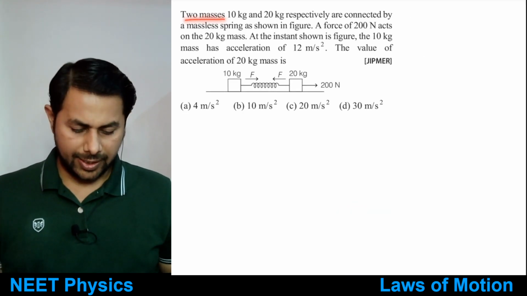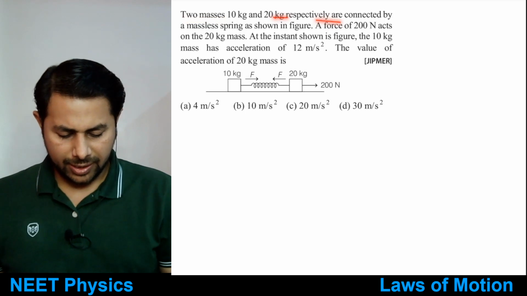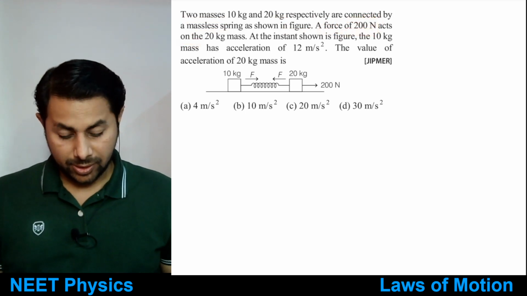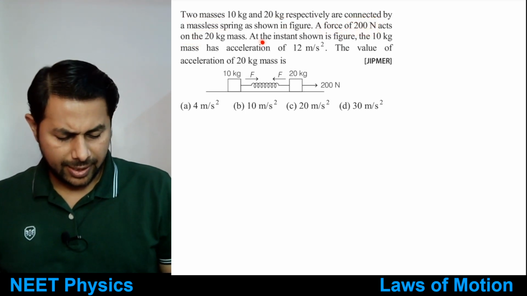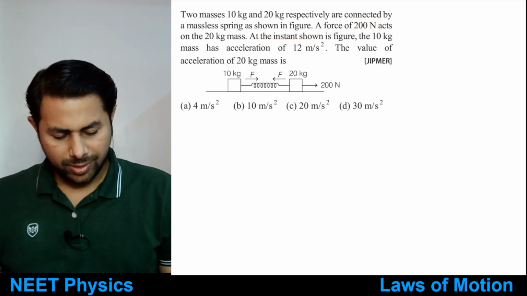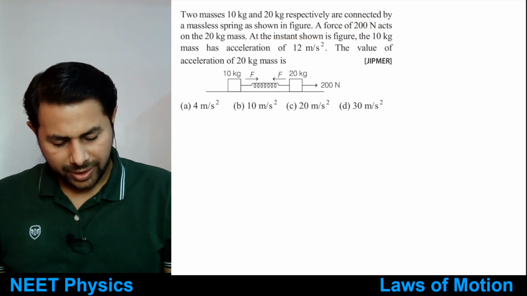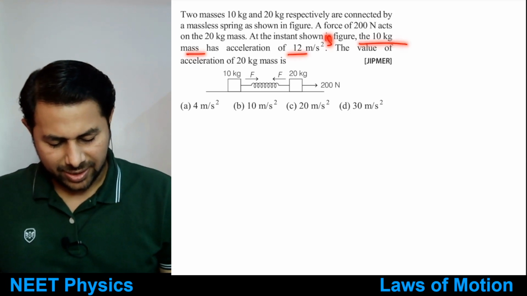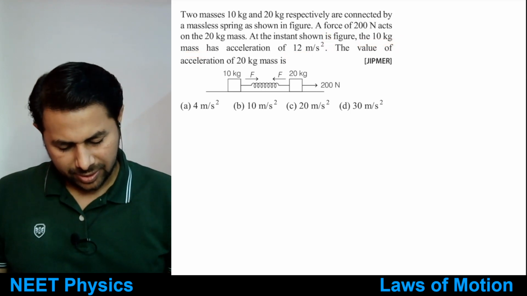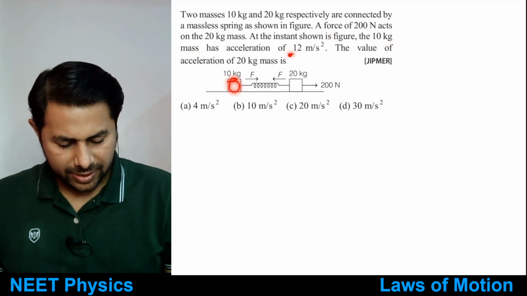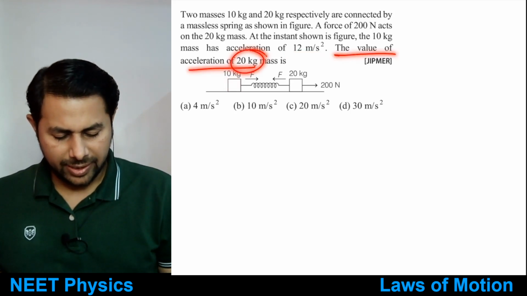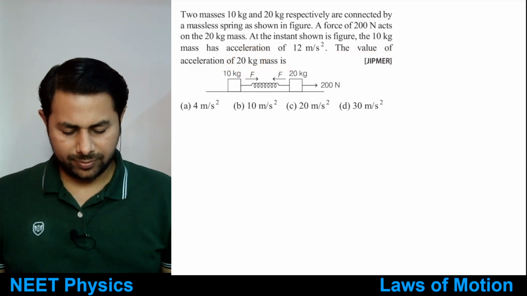Two masses 10 kg and 20 kg respectively are connected by a massless spring as shown in the figure. The force of 200 Newton acts on the 20 kg mass at the instant shown in the figure. The 10 kg mass has acceleration of 12 meters per second squared. The value of acceleration of 20 kg mass is, this is the question.